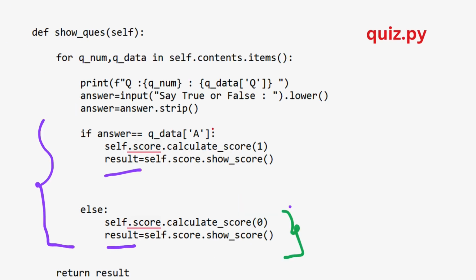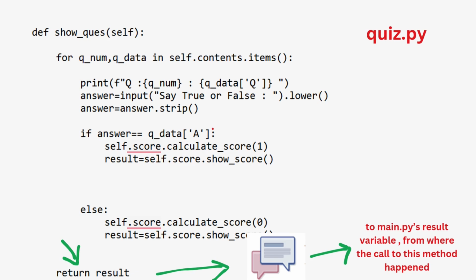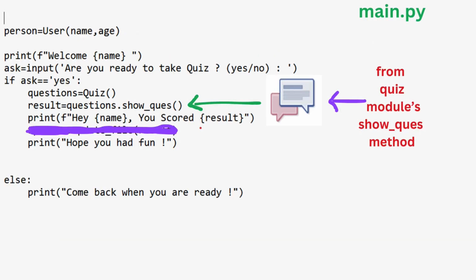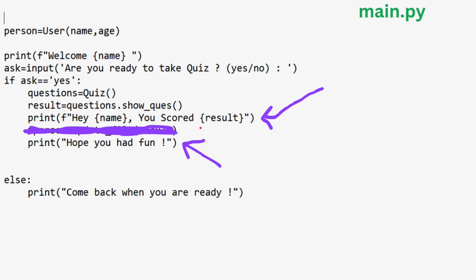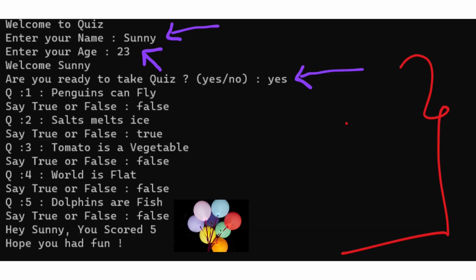If the answer is wrong, then we send 0 to calculate score, and we also get the result back. Then we return that result variable to the main file where we started this. So that result will now be inside the variable result. Whatever the score is, 3 or 2 or whatever, it is now in this result. Now we print that person's name as well as the score, along with 'Hope you had fun.' Fine? So let's see the output.